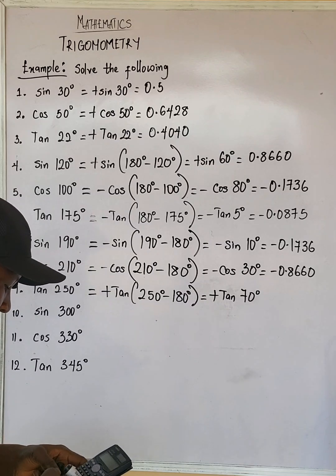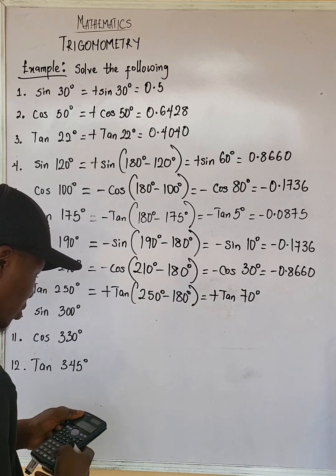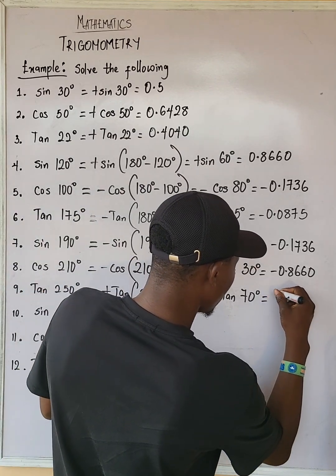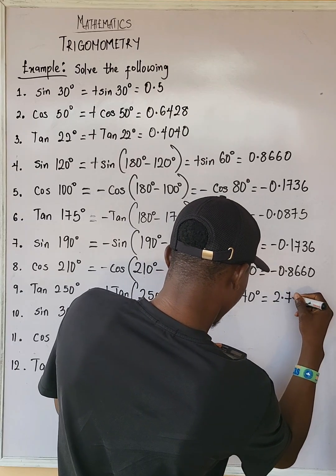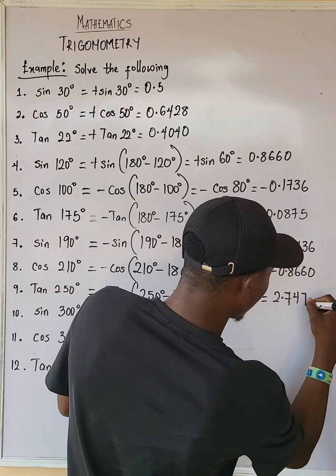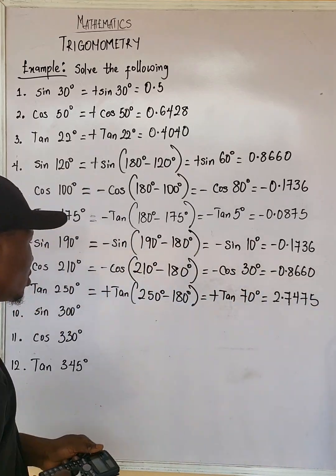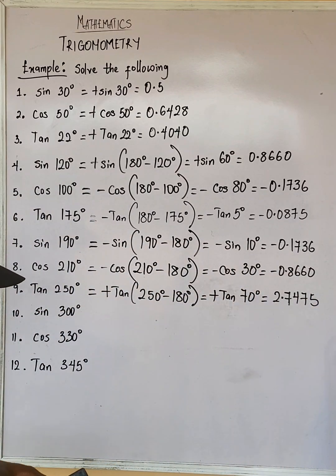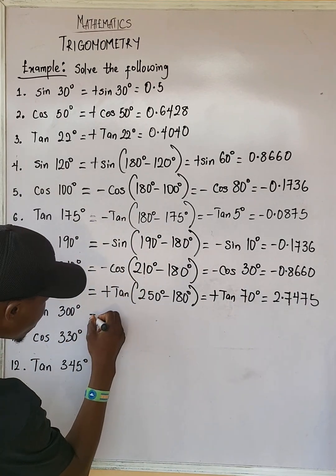Now let's press tan 70 degree, and that will give us 2.7475. So let's check. Press tan 250 degree direct. That's 2.7475. This is actually correct. So now coming to the 10th question.